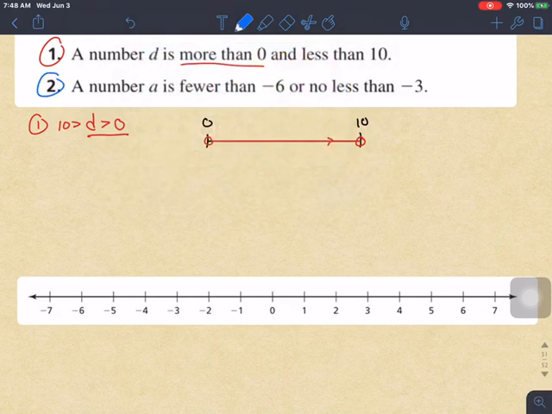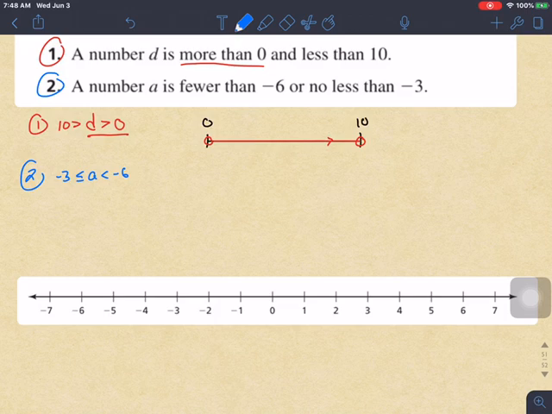A number A. This is number 2, and A is fewer than -6, and no less than -3. So it could be more than, but not less than, right? And if it's no less than, that means that it also could be -3. So A is no less than, which technically means A is bigger than. But if it's not less, then it's got to be more, right?